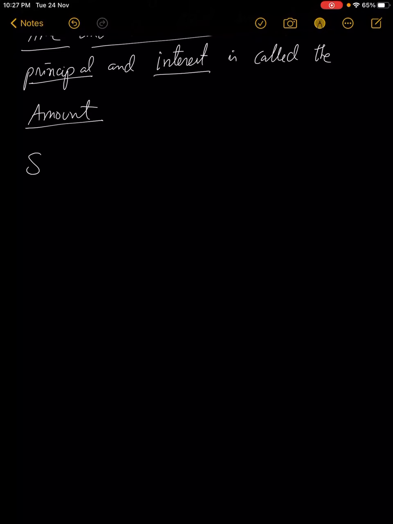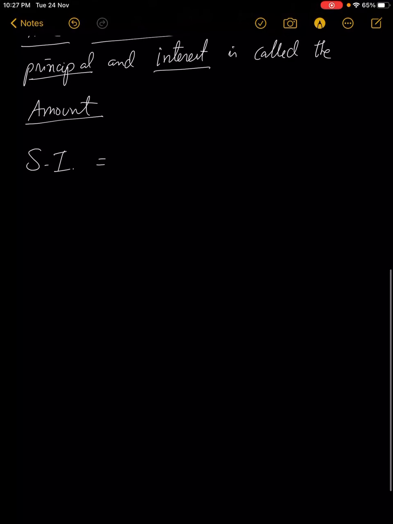Now if you go for calculating the simple interest, which I will denote by SI, I will not write down all the denotions. That's PTR by 100. That means P is for principal, the money borrowed. T is the time for which the money is borrowed. R is the rate of interest on the principal, divided by 100.